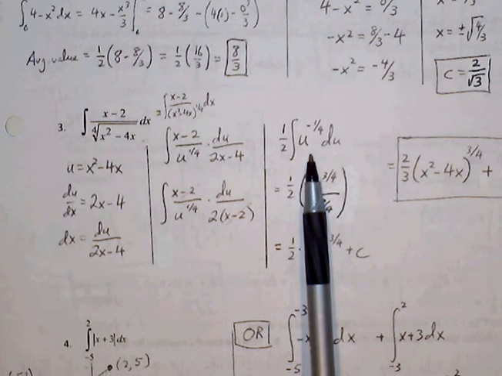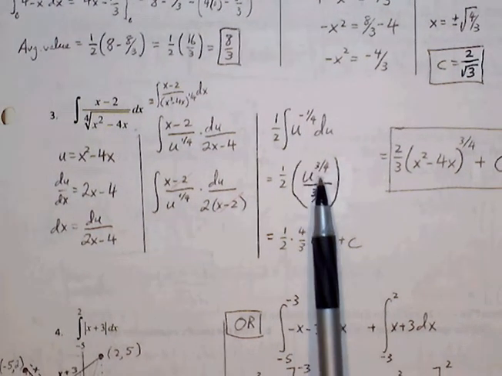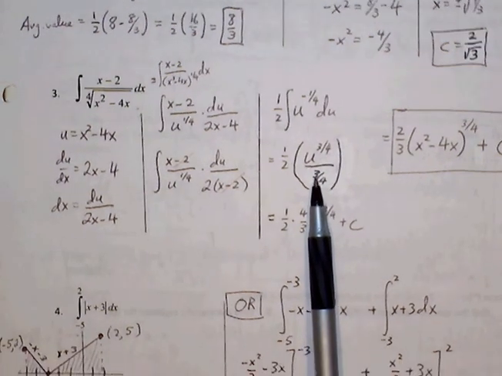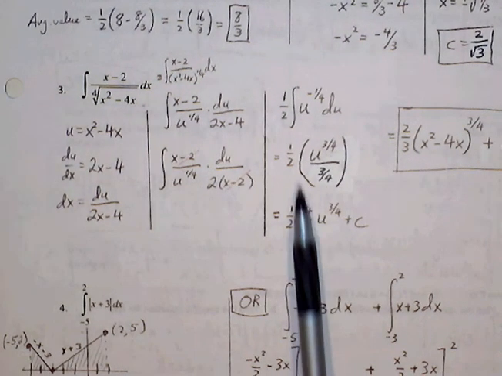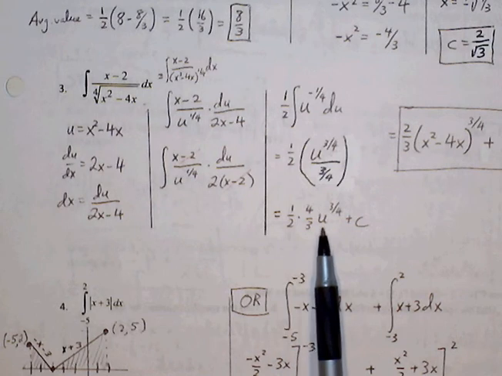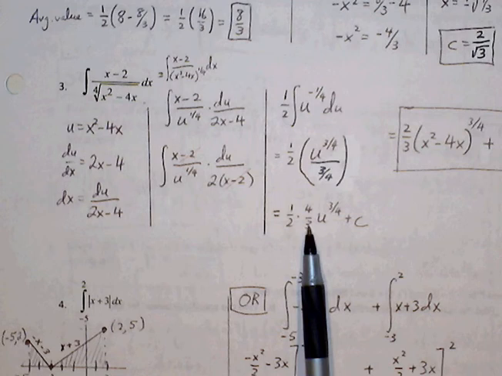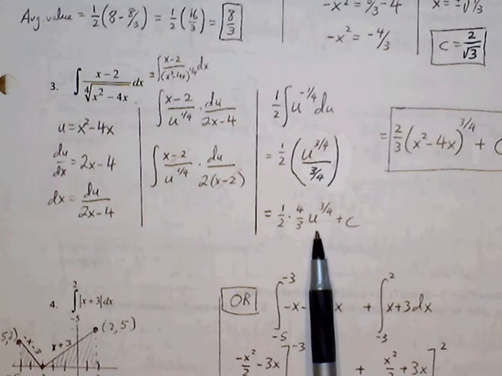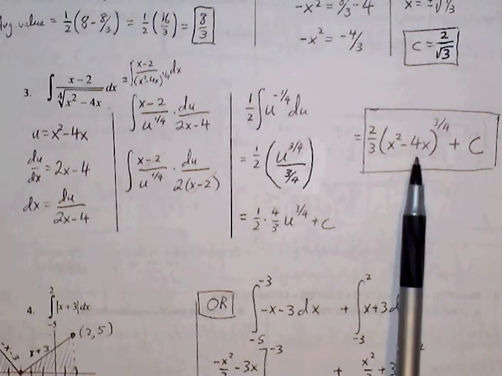Now we can go through power rule. So add 1 to the exponent. Negative 1/4 plus 1 is 3/4, divided by our new exponent. We take the 3/4 and we put the reciprocal up at the top. So 1/2 times 4 thirds, u to the 3/4. The 4 and the 2 cancel out, so we're left with 2 thirds u to the 3/4 plus c. And then finally, don't forget, we want to represent our solution in terms of our original variable, which is x.